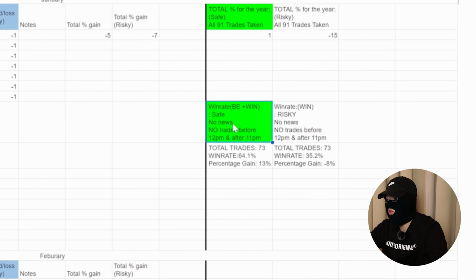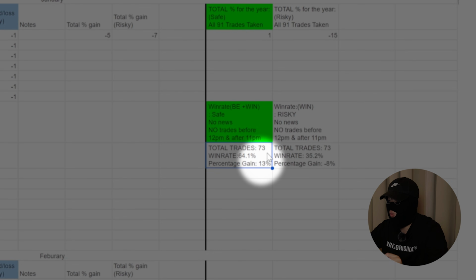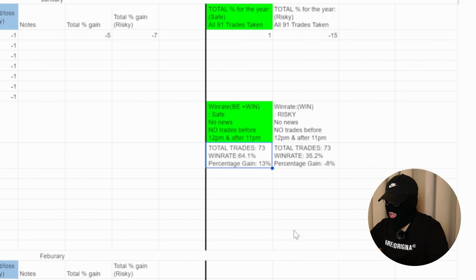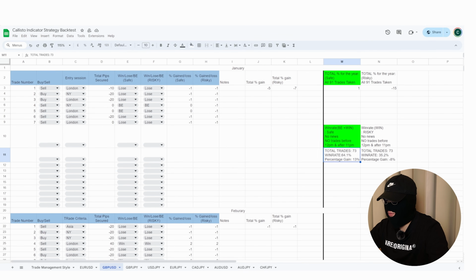GMT plus 8 to 11 p.m. GMT plus 8, and you don't trade news, you can see a 13% gain instead of a 1% gain, and we have an average win rate of 64.1%. This tells me I should only be trading from 12 p.m. to 11 p.m. GMT plus 8 with this strategy, as it clearly tells me I'm way more profitable during this time period.